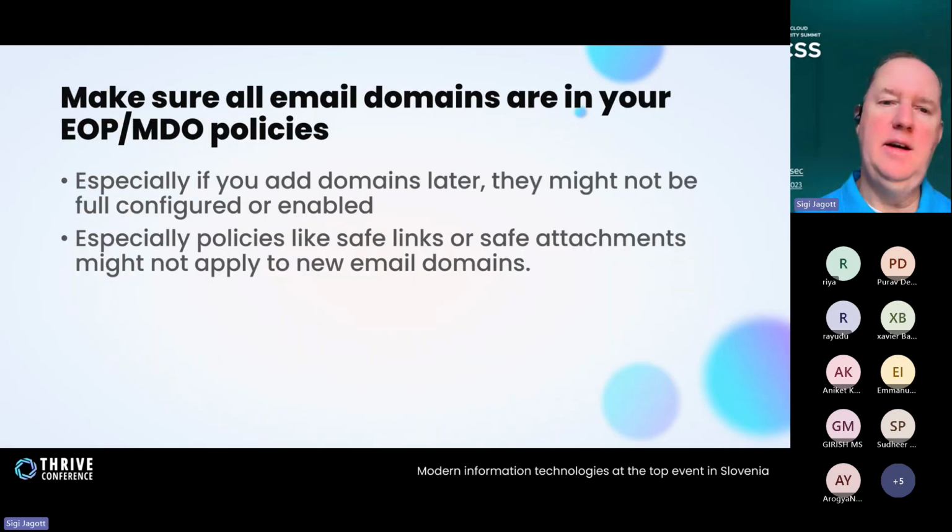Make sure all the email domains are in your EOP and MDO policies. That might be a no-brainer, but it's really key that you understand that when you add a new email address, you maybe need to modify your safe senders policy, for example, because that's based on a domain. If you implemented your threat policies based on domains, you need to add it here. And also DKIM. Remember, DKIM is configured on a per domain level, so you need to add this. Especially policies like safe links or safe attachments might not apply to new email domains.